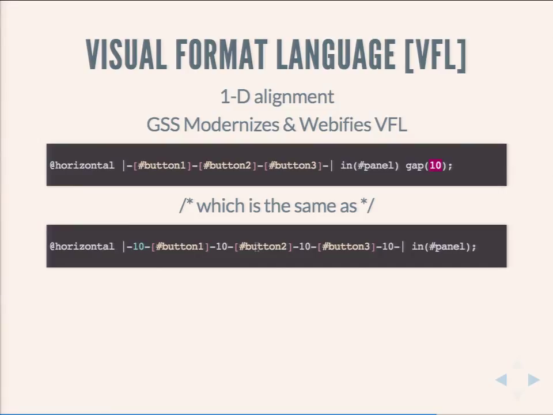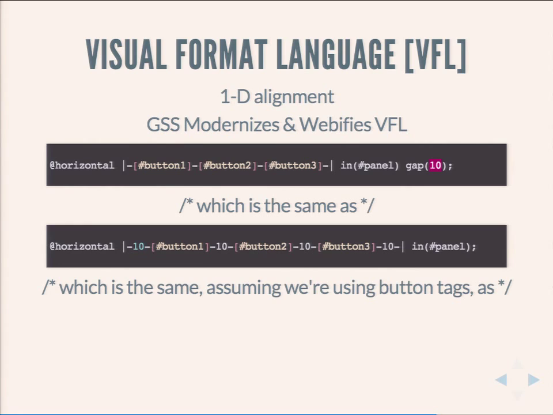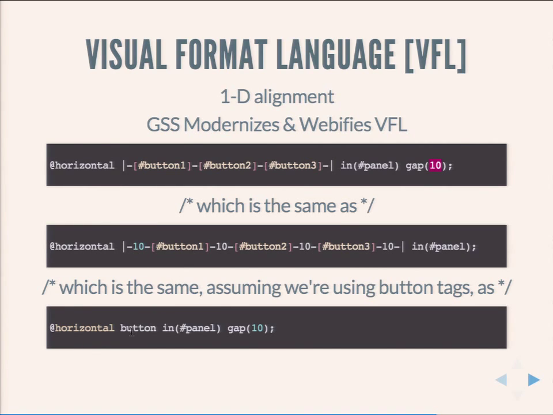And another way to do that is, assuming that all of the elements within this panel are all using a button tag, we can do something like this. So all the buttons inside the panel, line them up with 10 pixels of a gap. You can even trim that down further by using @h for horizontal and @v for vertical.